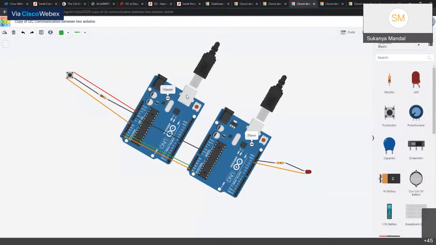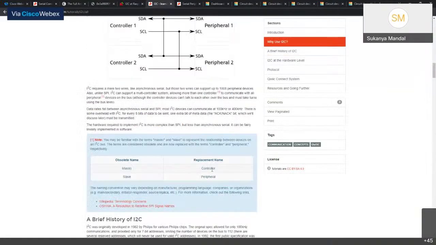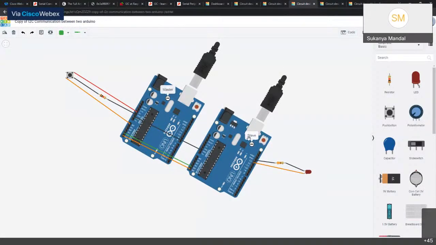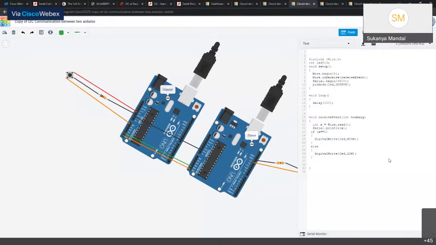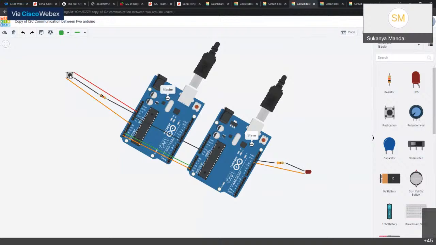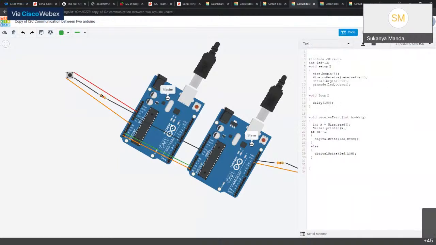I2C master-slave. So this is the master, that means it is the controller, and this is the slave, that is, the peripheral. Now let's look at the code. The difference is that there's a button attached on the master side, and an LED attached on the slave side, which is the peripheral side. So on click of this button, the LED will blink. Let's look at the code.